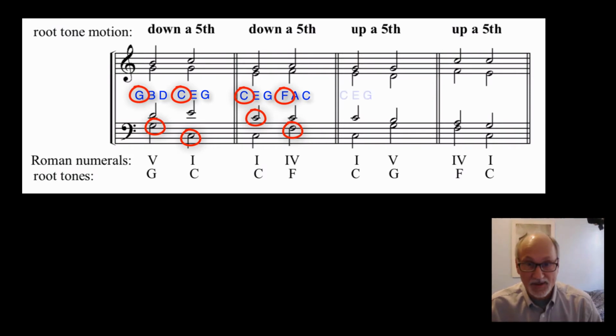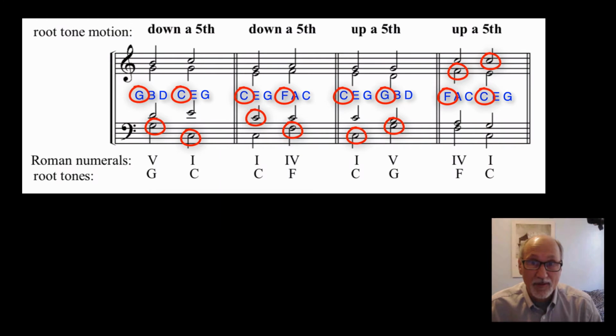The next one is a C chord going to a G chord. We're going to call that up a fifth. That's, I think, pretty clear. And the last example is a 4 chord going to a 1 chord. Again, we're not looking at the direction of what's happening in the bass. We're just trying to put that into the category of a fifth. And we're saying that theoretically, yes, a 4 chord going to a 1 chord, the F to C, is up a fifth.